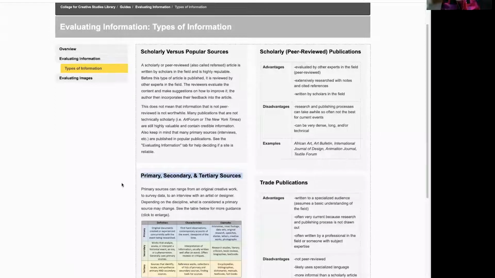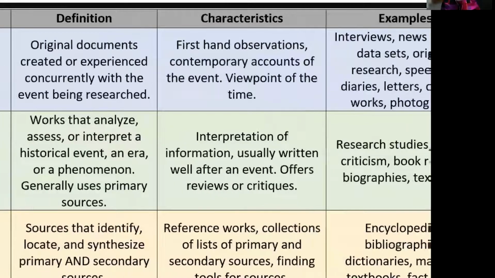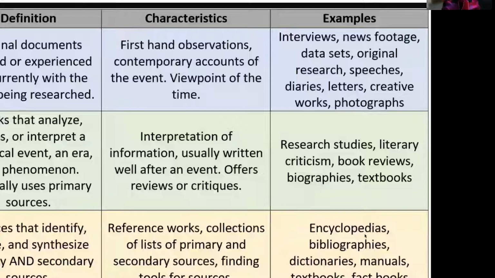Lastly, this page also has information on primary, secondary, and tertiary sources. So you can click on this chart if you're curious, but tertiary is an example. Wikipedia is an example of a tertiary source. So encyclopedias, something that is pulling information elsewhere and just summarizing it for you.